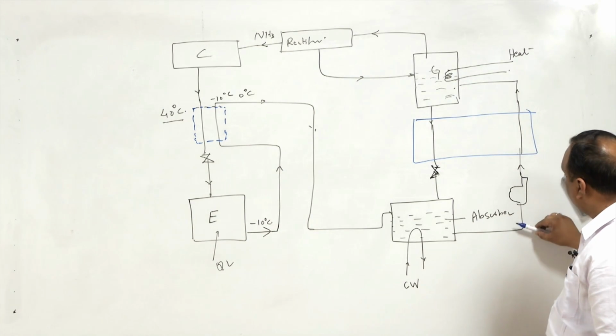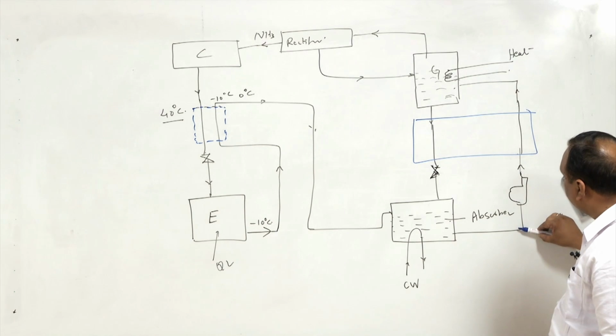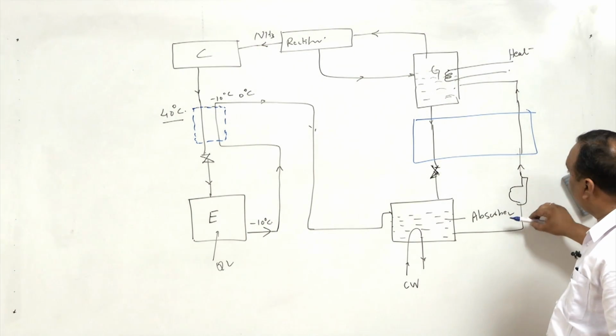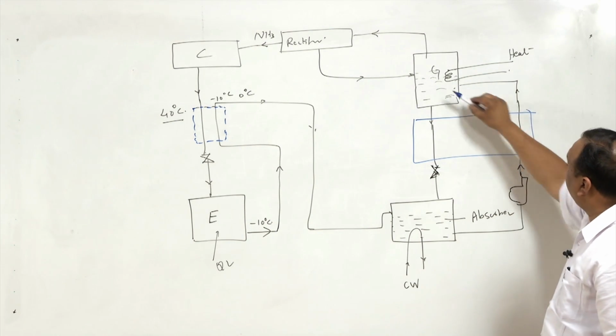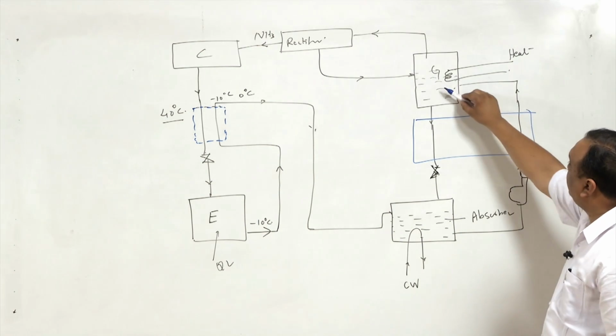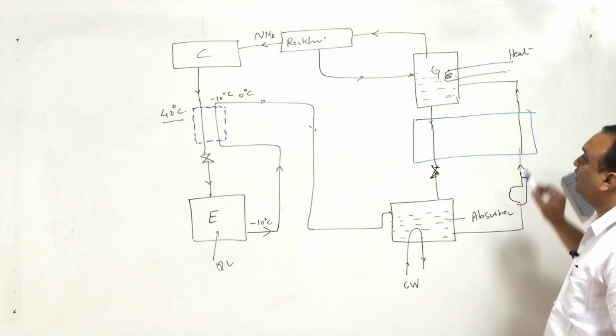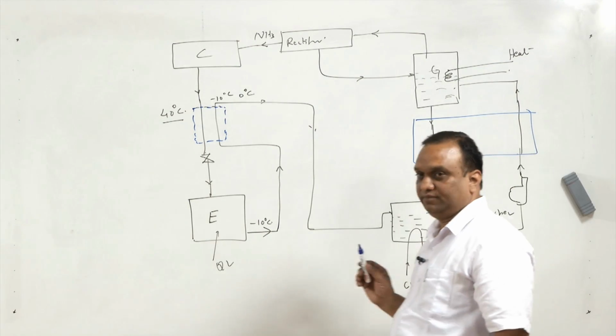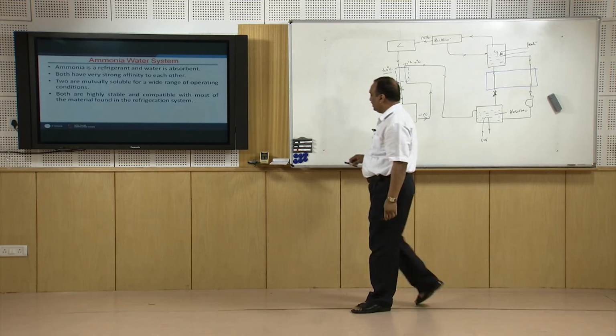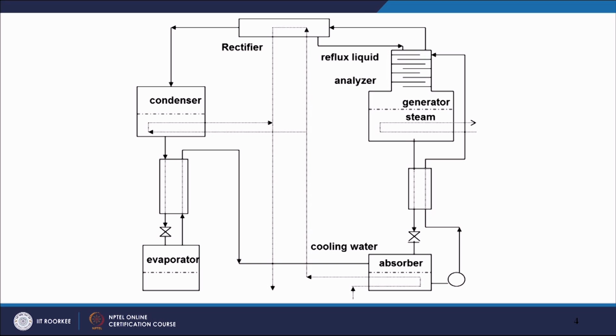This is the solution of absorber and absorbent which is pumped to the generator. So, in any case it is going to get heated here. So, with the return line if it takes heat, that will also improve the efficiency of the system. So, this is a typical arrangement for the ammonia water system, which is shown here in the presentation.